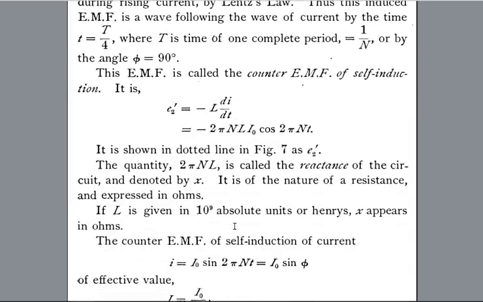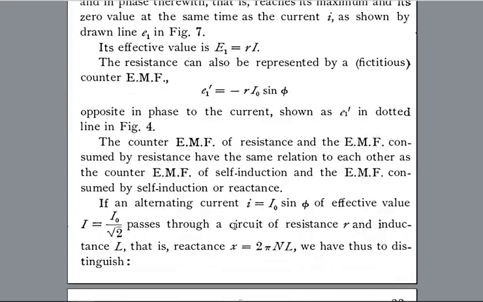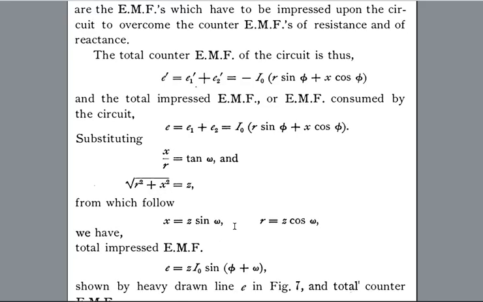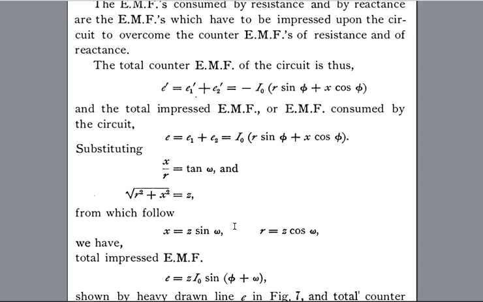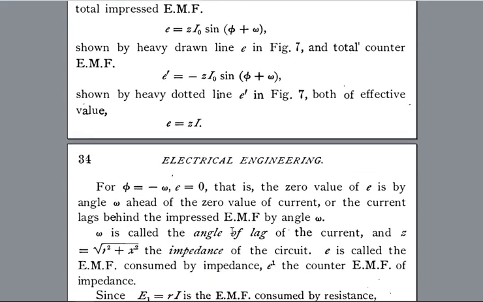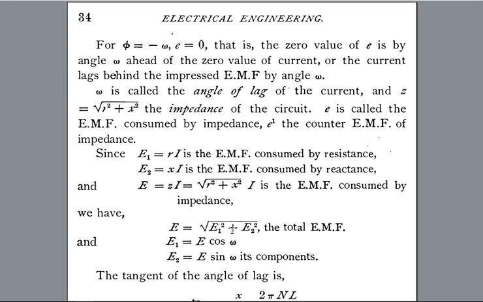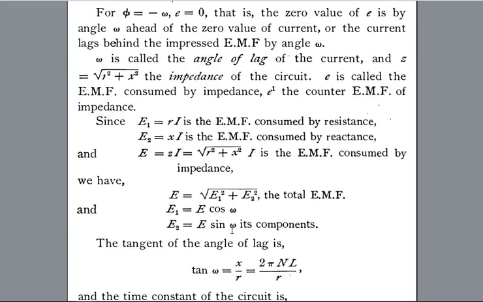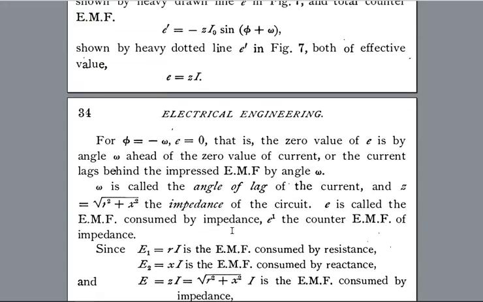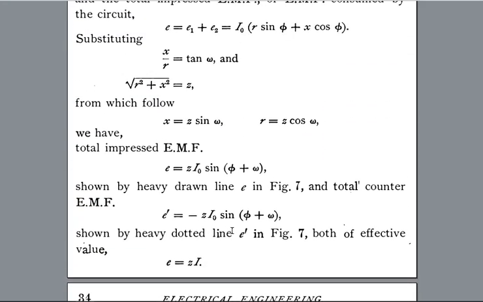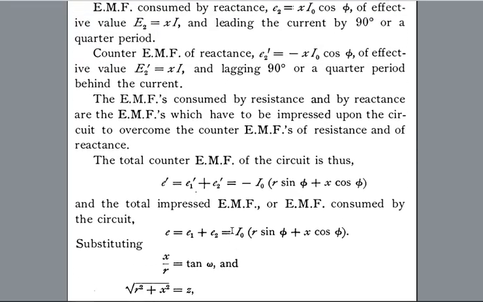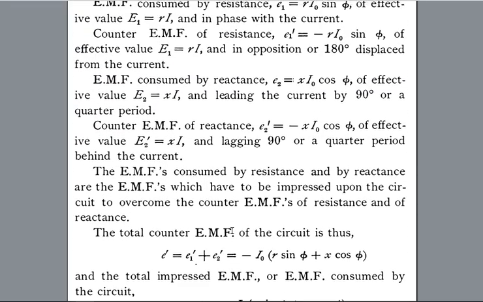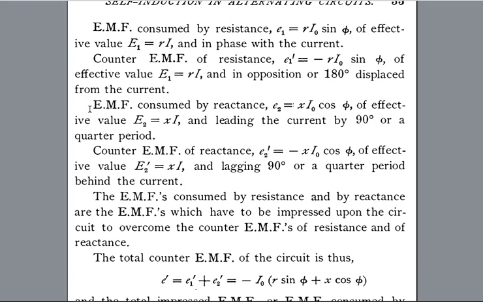If an alternating current I = I₀ sin φ of effective value I = I₀/√2 passes through a circuit of resistance R and inductance L, that is, reactance X = 2πnL, we have thus to distinguish: electromotive force consumed by resistance, E₁ = RI₀ sin φ, of effective value E₁ = RI, and in phase with the current. Counter-electromotive force of resistance, E₁′ = −RI₀ sin φ, of effective value E₁′ = RI, and in opposition, or 180 degrees, displaced from the current.